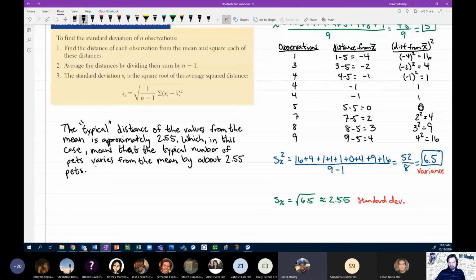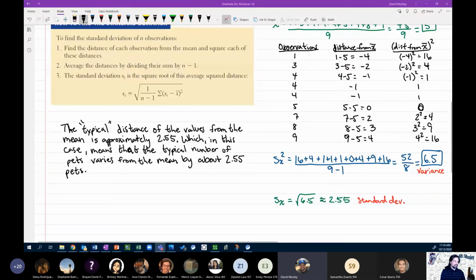And it's just a way of describing how spread out the data is again. Right? The smaller the standard deviation, the less spread out our data is. The bigger the standard deviation, the more spread out our data is. So that's really what it tells us. So 2.55, right? That means typically most of these kids are within 2.55 pets of the mean.